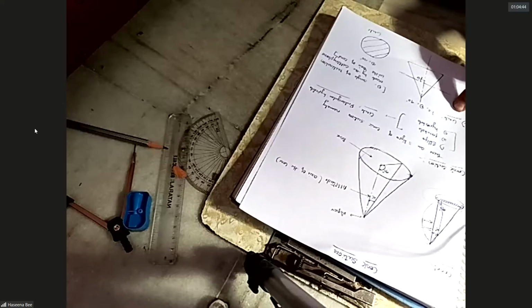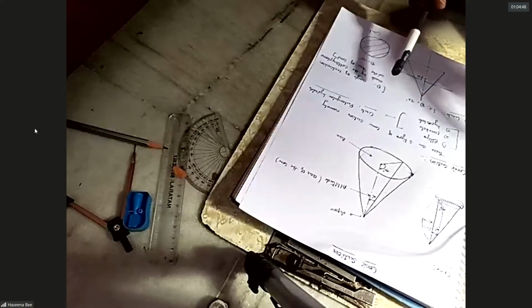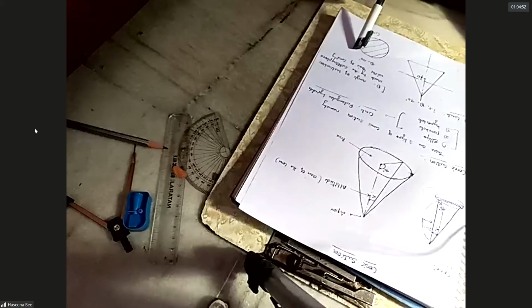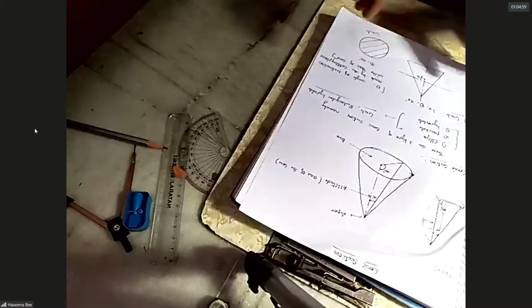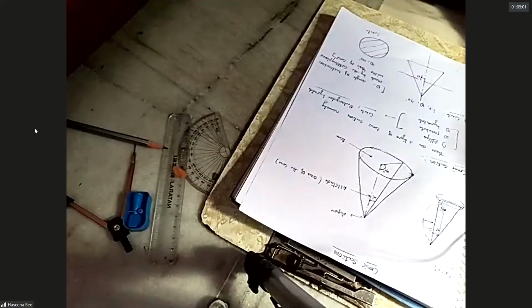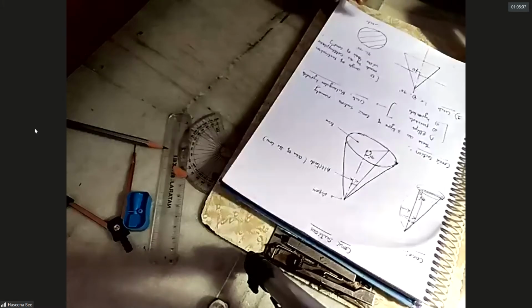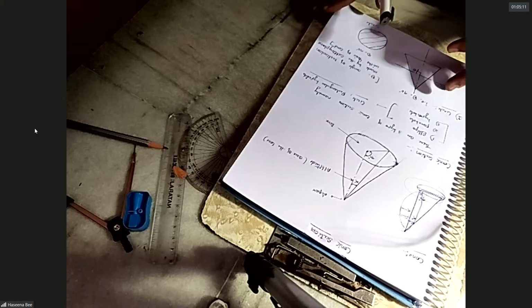Is this clear, how we are getting this circle? Circle: when the cutting angle made by the cutting plane, theta, is equal to 90 degrees, the curve formed is known as a circle. Is it clear? Have you written all these things, the data which I was giving?